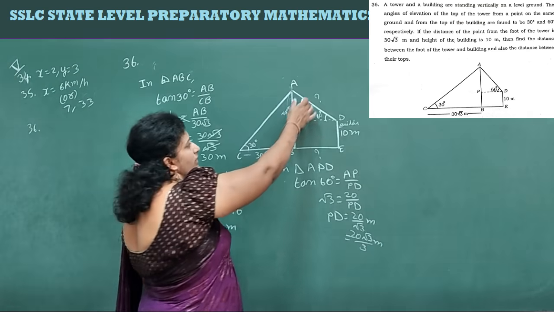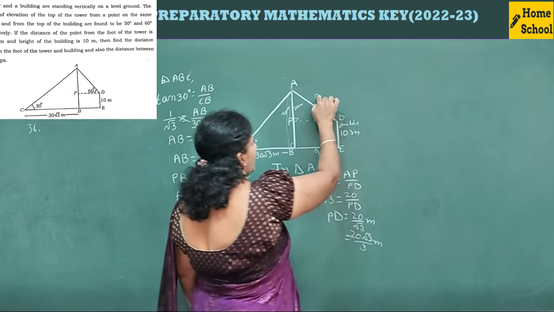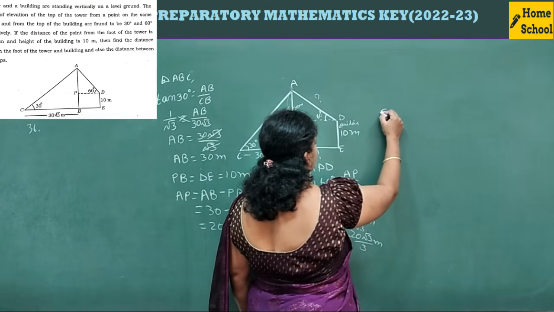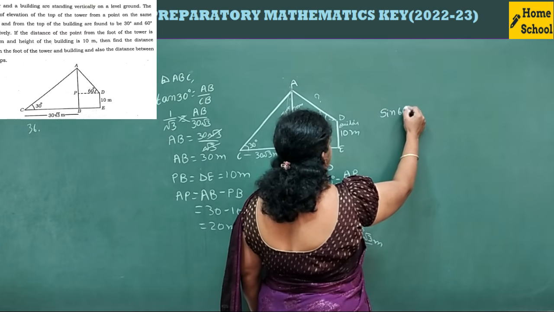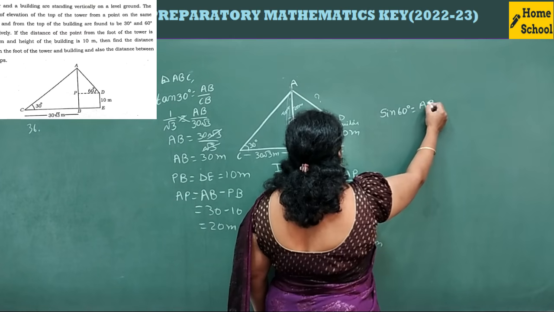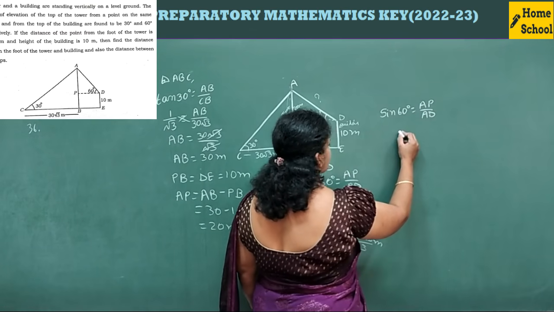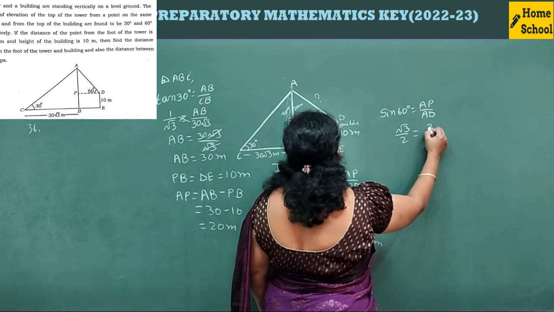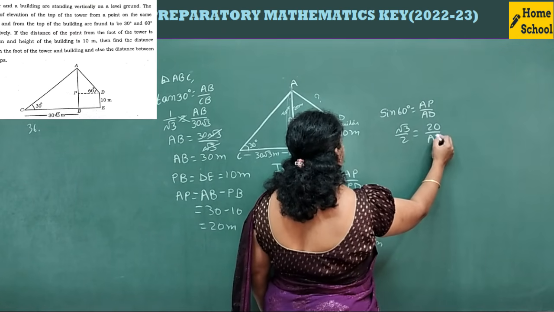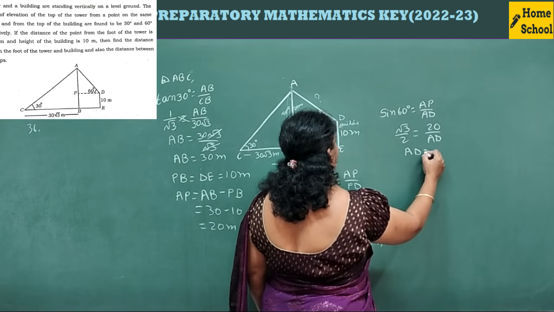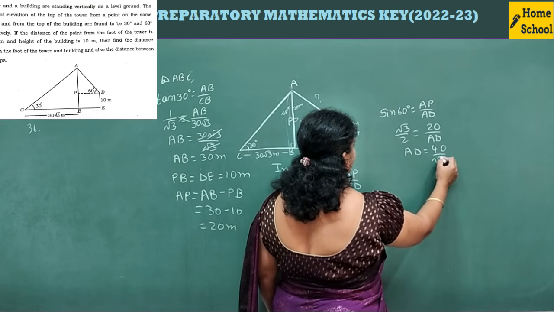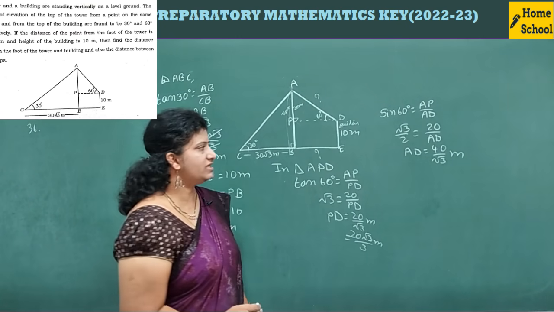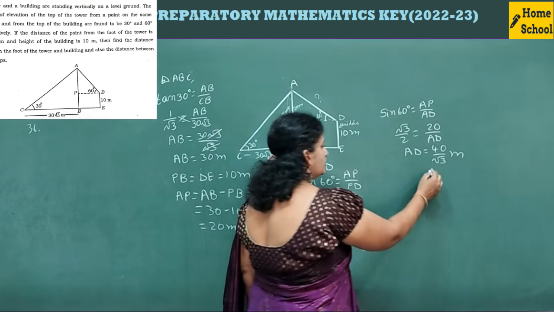Right? Now, coming to this one. I need opposite, I know. I need hypotenuse. Which ratio? Sine. Sine 60 degree is equal to opposite AP by AD. Sine 60 degree value is root 3 by 2. AP 20. AD don't know. AD is equal to 40 by root 3 meters. The distance between the top of the building and tower is 40 by root 3 meters. This also same manner.